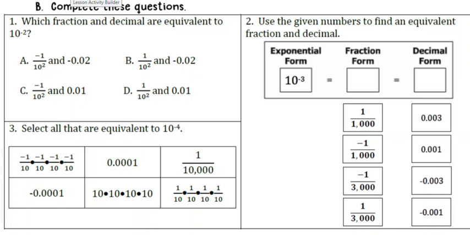Okay. Hopefully all of you have had a chance to work all 3 of these questions. So let's go ahead and look at question number 1. The first question says, which fraction and decimal are equivalent to 10 to the negative second power? The first thing you should remember about 10 to the negative second power is that it means you're going to have a fraction. It also means you're going to have a decimal number because we have a negative exponent. It does not mean that your answer will be negative, and it also does not mean there's going to be a 2 in here.